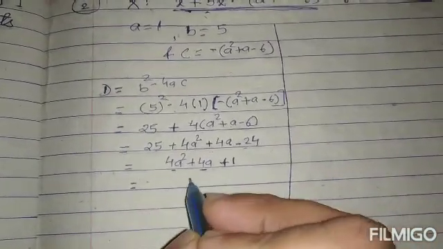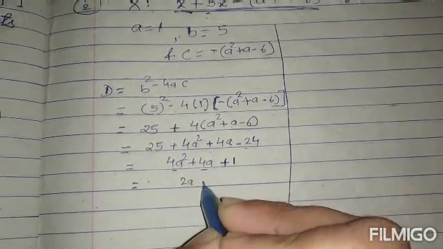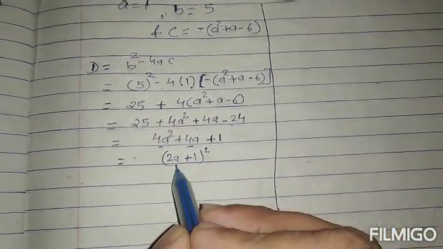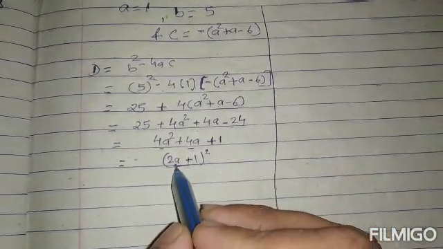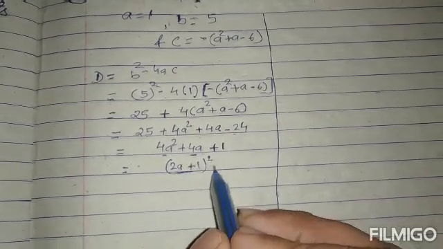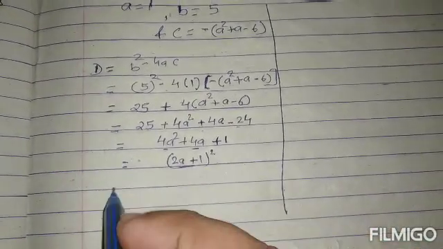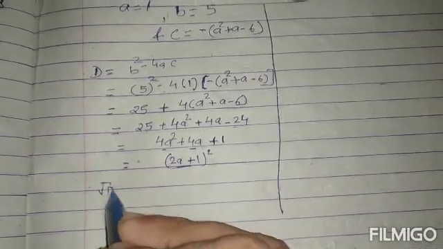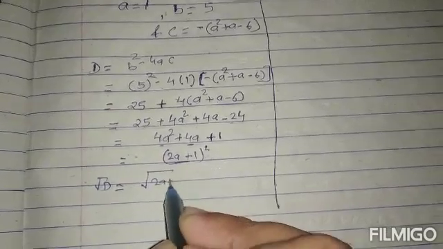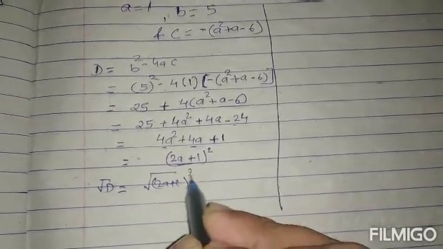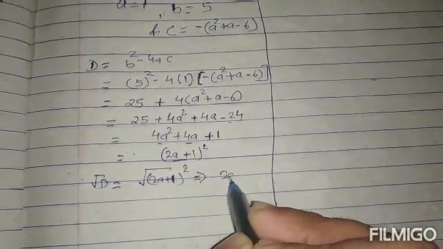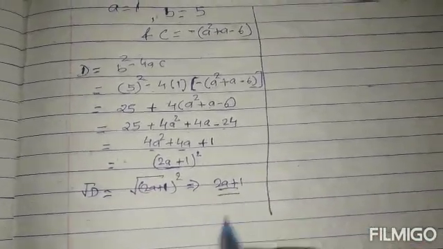This can be written as (2a plus 1) whole square, because if you expand (2a plus 1) whole square, it is 4a square plus 4a, and plus 1 square is 1. That means if we find the square root of d, it can be written as the square root of (2a plus 1) whole square, and this can be written as 2a plus 1.